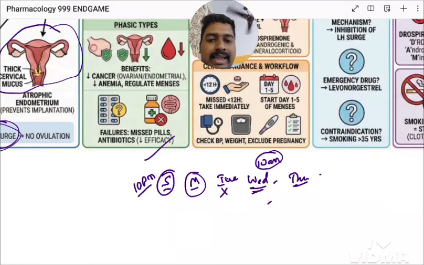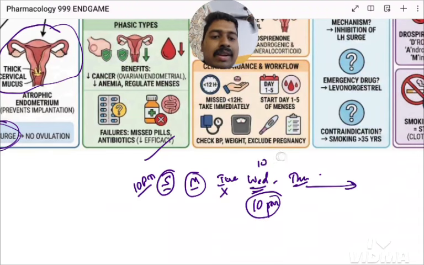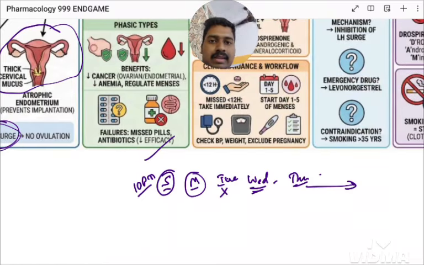And then that night, at the daily time of 10 p.m., the patient takes that night's pill also. So in the day she will take 2 pills, and then she will continue the normal cycle. Yeah, so this is a case where less than 48 hours have passed.